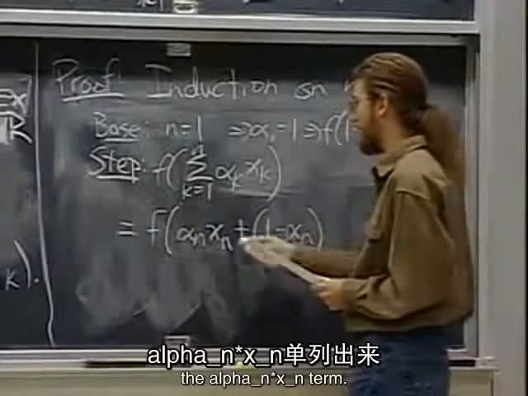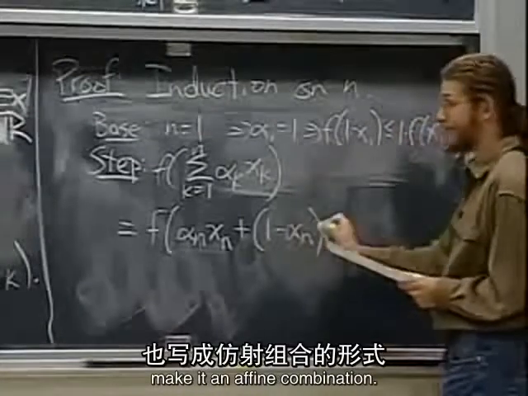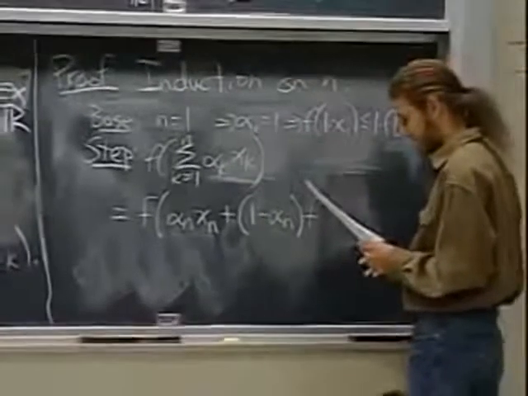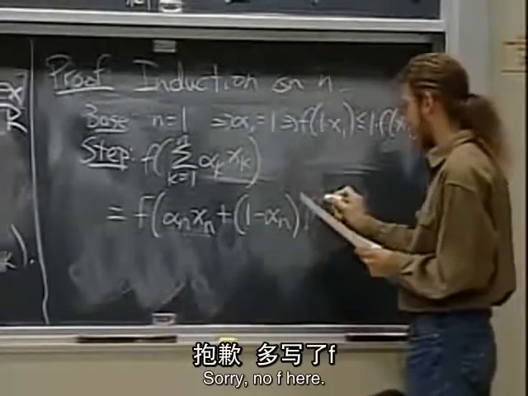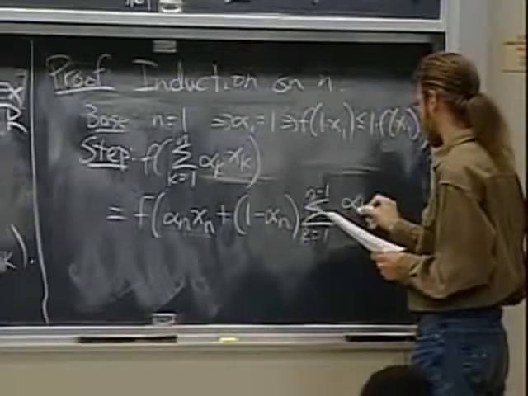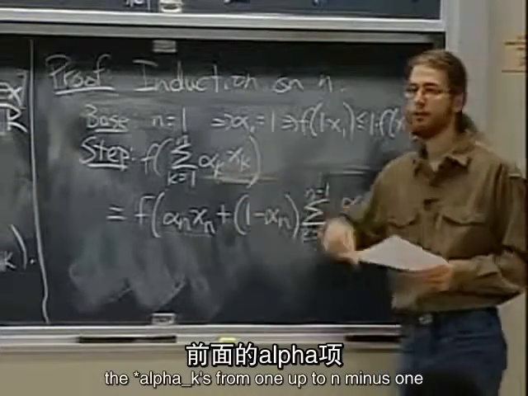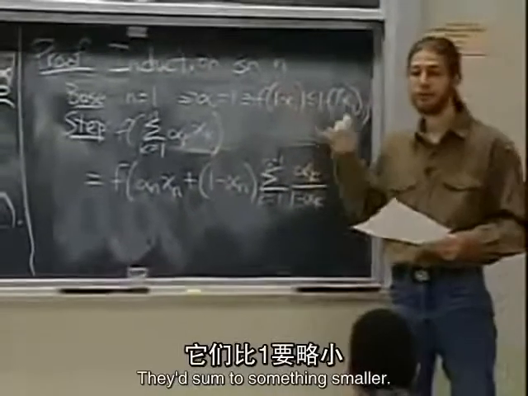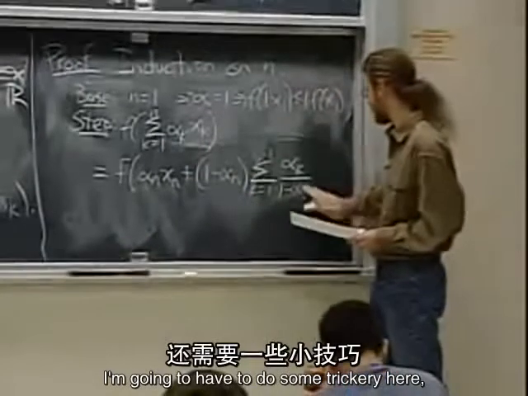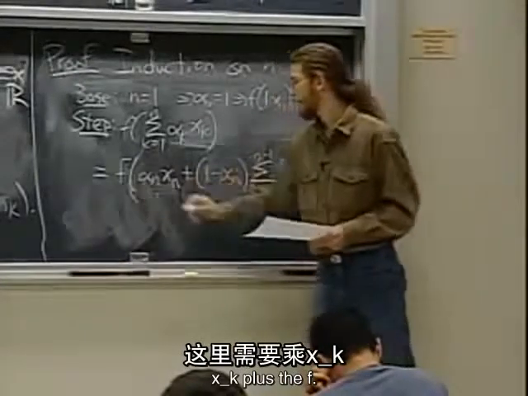I want to separate out the alpha n x n term, and I'd also like to make it an affine combination. This is the trick. Sorry, no f here. If I just removed the last term, the alpha k's from 1 up to n minus 1 wouldn't sum to 1 anymore. They'd sum to something smaller. So I can't just take out this term. I'm going to have to do some trickery here.